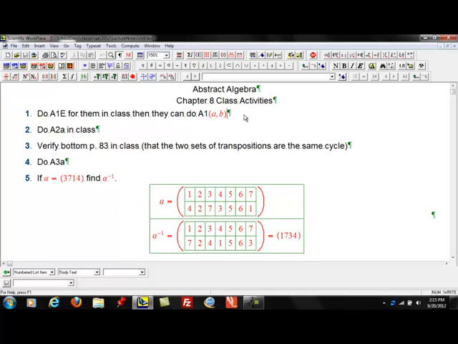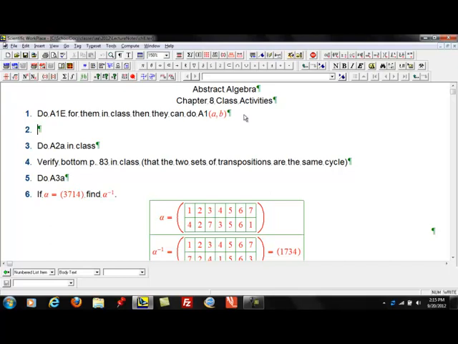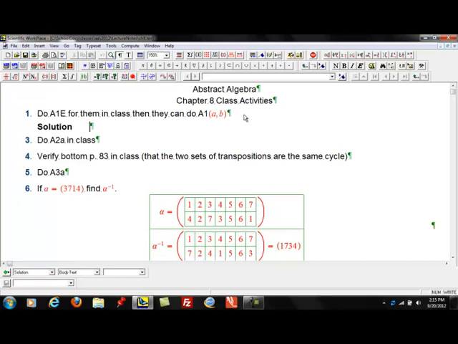So let's look at A1E. This is on page 86 in your textbook. It says to compute the following products in S9, and the products that we're looking at are (147)(1678)(74132).